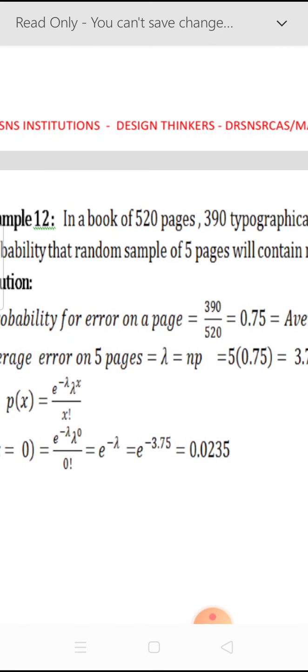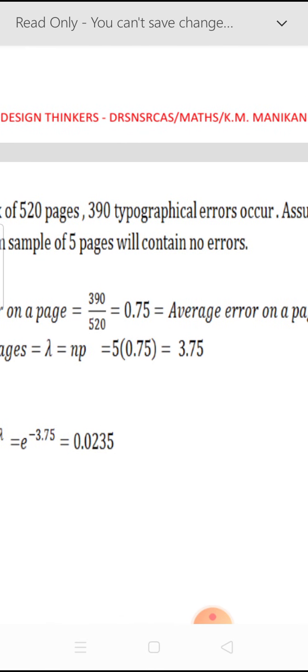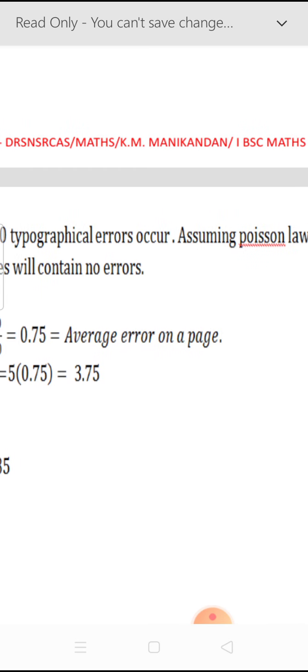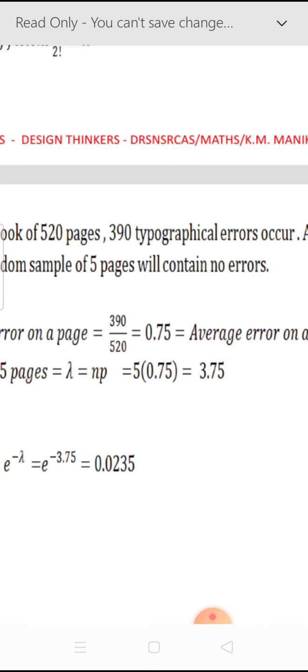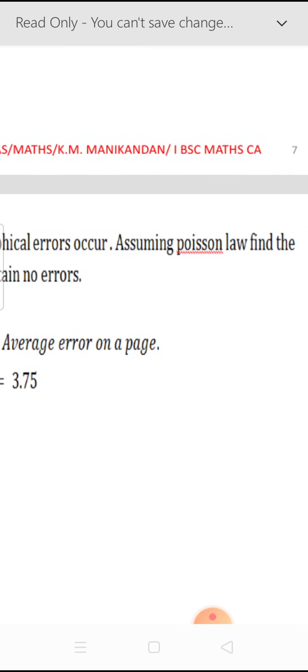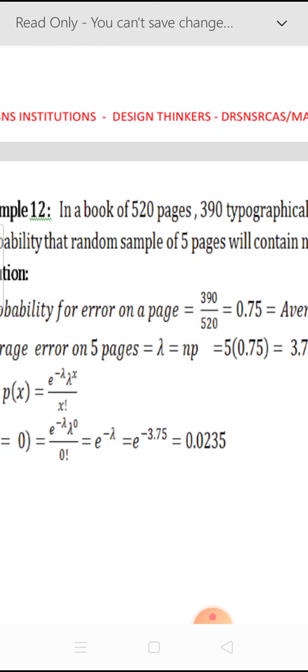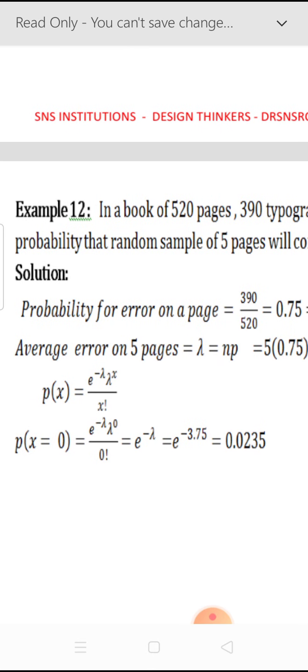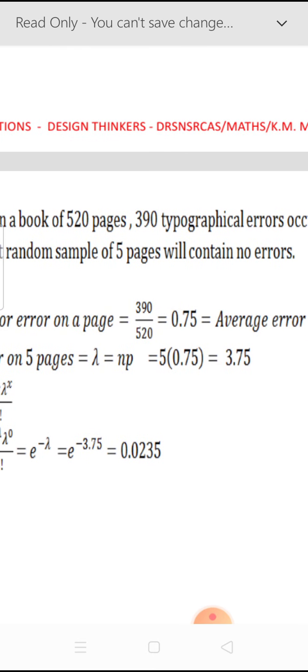So next we see an example. In a book of 520 pages, 390 typographical errors occur. So actually we are given a book consisting of 520 pages. Here totally 390 typographical errors occur. Assuming Poisson law, find the probability that a random sample of 5 pages will contain no errors. So you have to find a probability for 5 pages which have no errors.